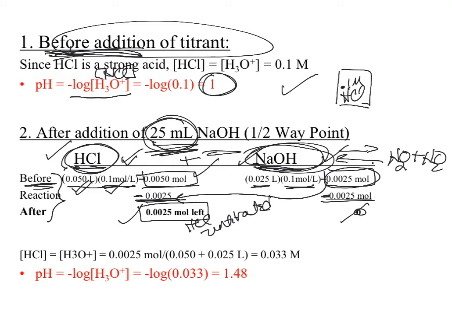So this is the halfway point, right? You started with 50 moles of acid and you only have 25 moles left. So you're at the halfway point. So bottom line is, what is the pH though?